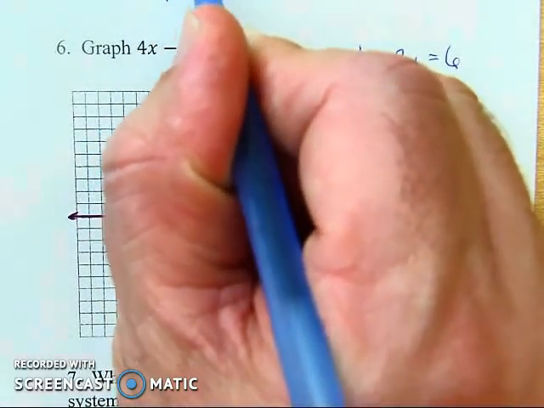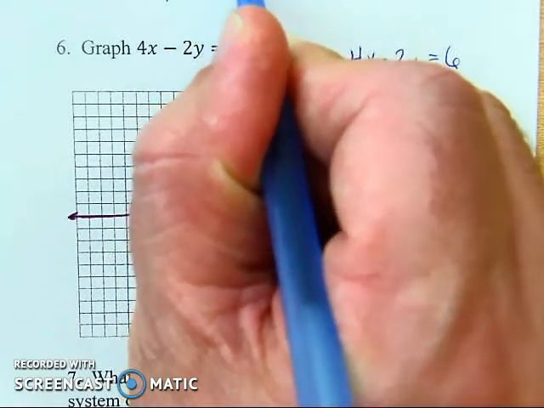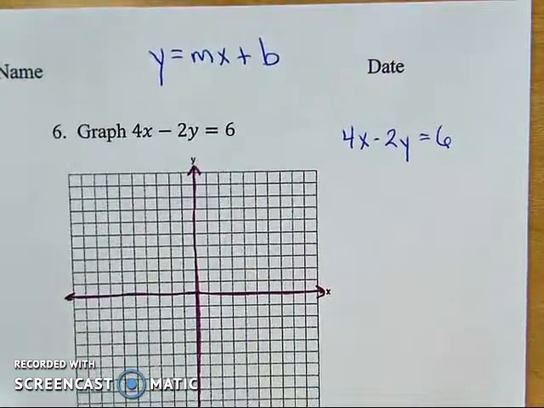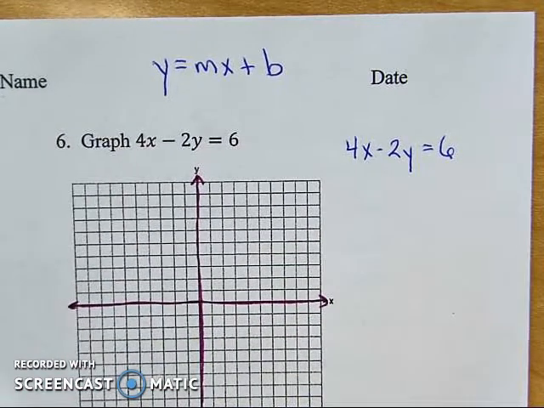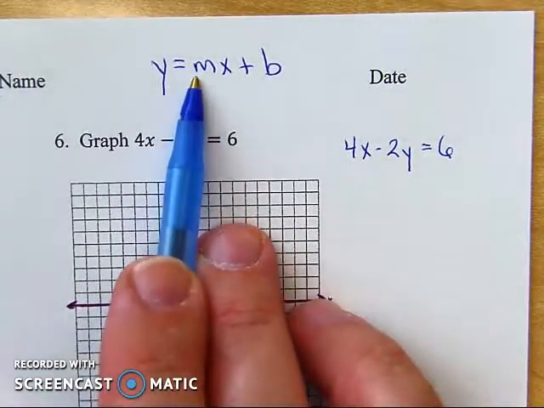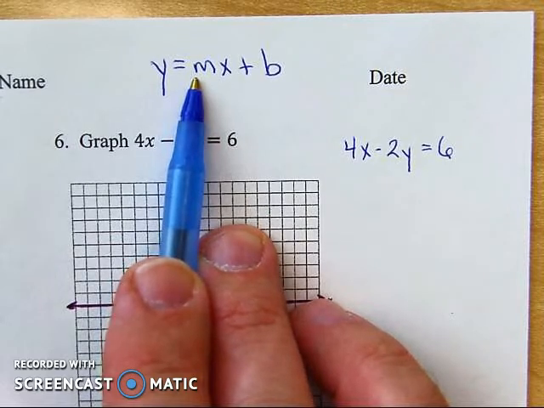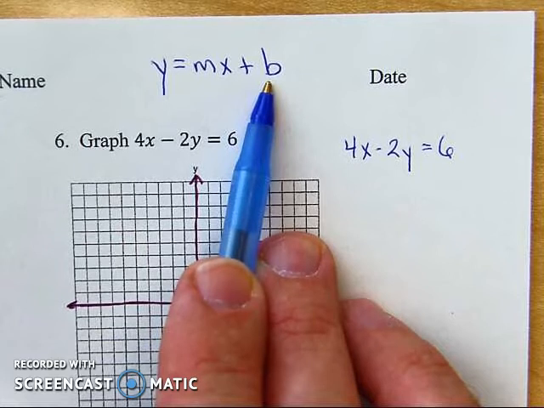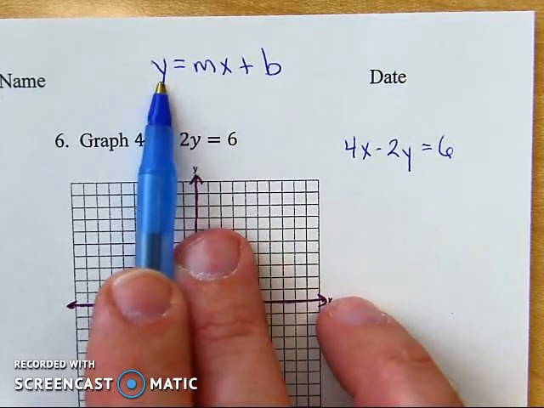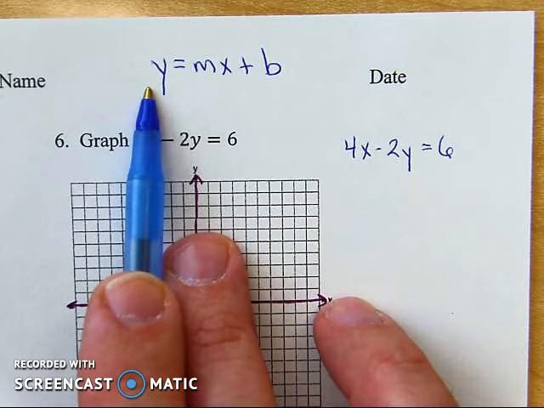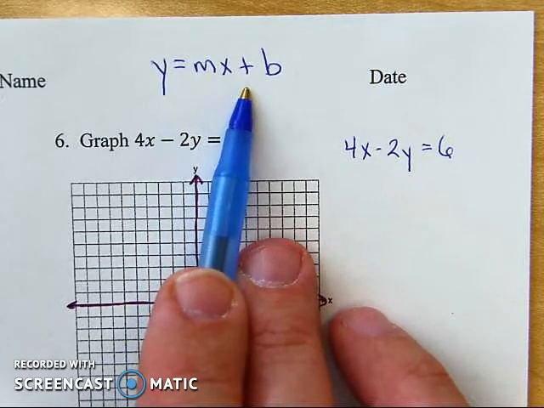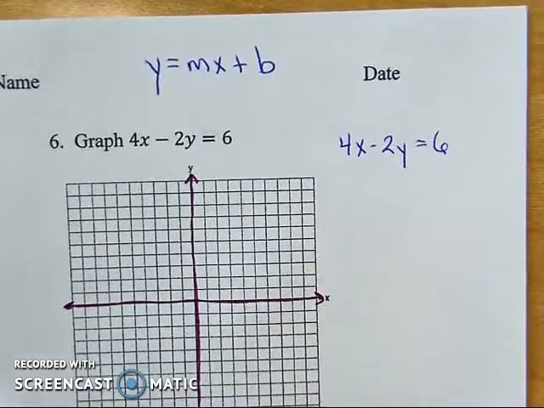I want to put this into slope-intercept form, which is y equals mx plus b. Now there are two important numbers there. The m is our rise over run, or slope, and the b is where it is touching or intersecting the y-axis. So essentially I have to solve it for y, get y by itself, and then the right side should just take care of itself. So let's go ahead and do that.